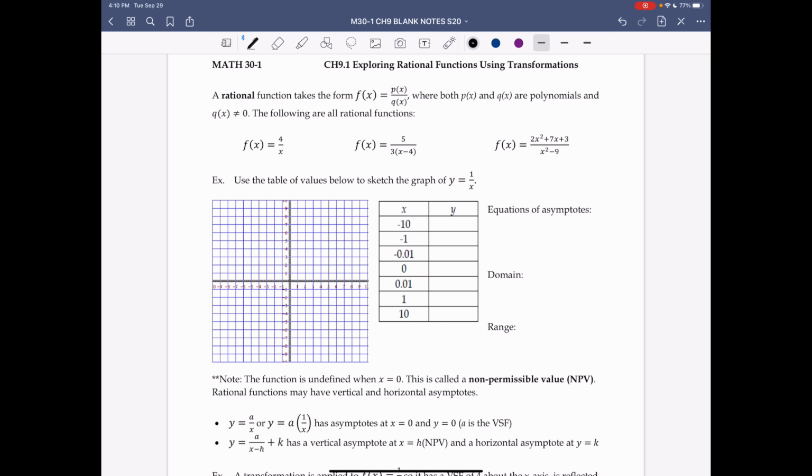f of x equals 4 divided by x, f of x equals 5 divided by 3 times x minus 4, and f of x equals 2x squared plus 7x plus 3 divided by x squared minus 9. Use the table of values below to sketch the graph of y equals 1 over x.